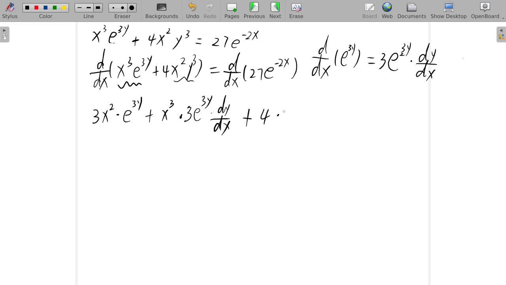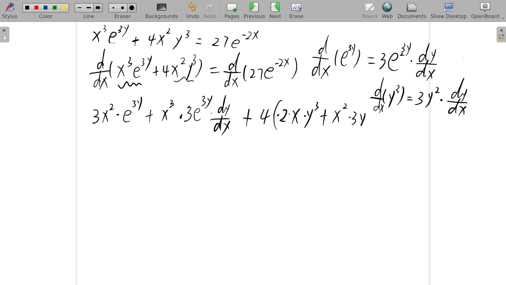For 4x squared y cubed, we use the product rule. It equals 2 times x times y cubed plus x squared times the change in y cubed with respect to x. We put 3 in front of y, 3 minus 1 equals 2, times the change in y with respect to x. The right side equals 27 times negative 2 times e to the negative 2x power. That's it. Next step, we just simplify.